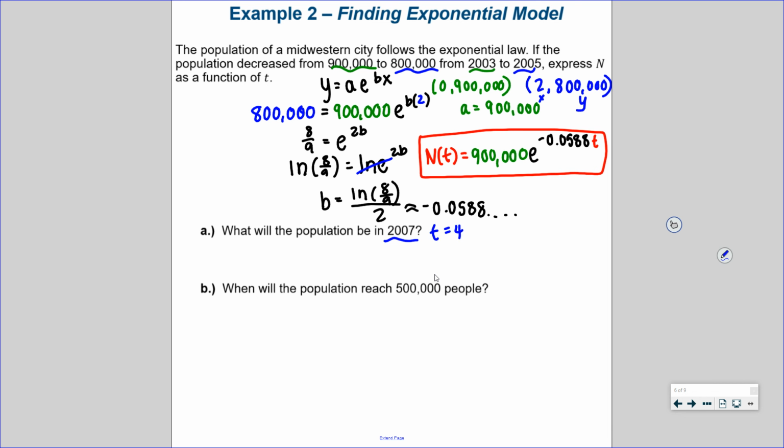Good. So my number of people, 4 years from then. All right, you can try to type that in your calculator. We're going to obviously round to the nearest person. That's what I got.